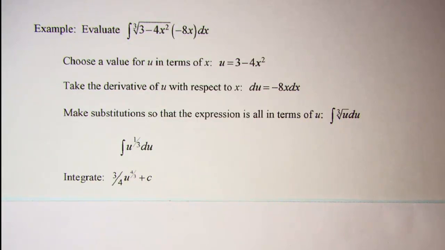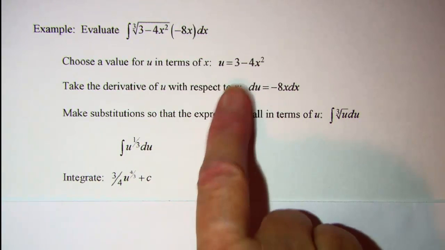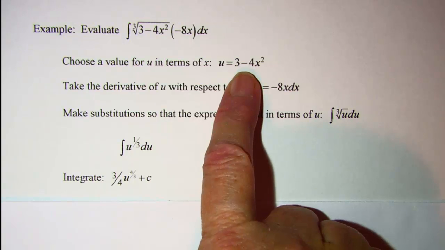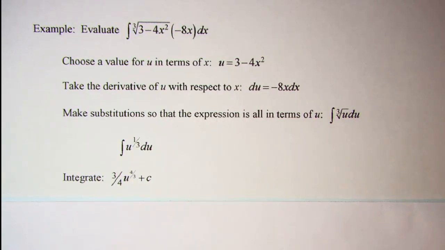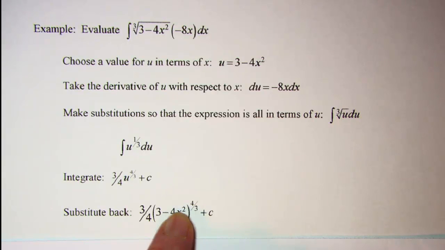Once we've done our integration, then we can sub back in place of u. I need to put back in this expression, 3 minus 4x squared. So my answer, my value for this integral, is 3/4 times the quantity 3 minus 4x squared, all of that raised to the 4/3 power, plus c.